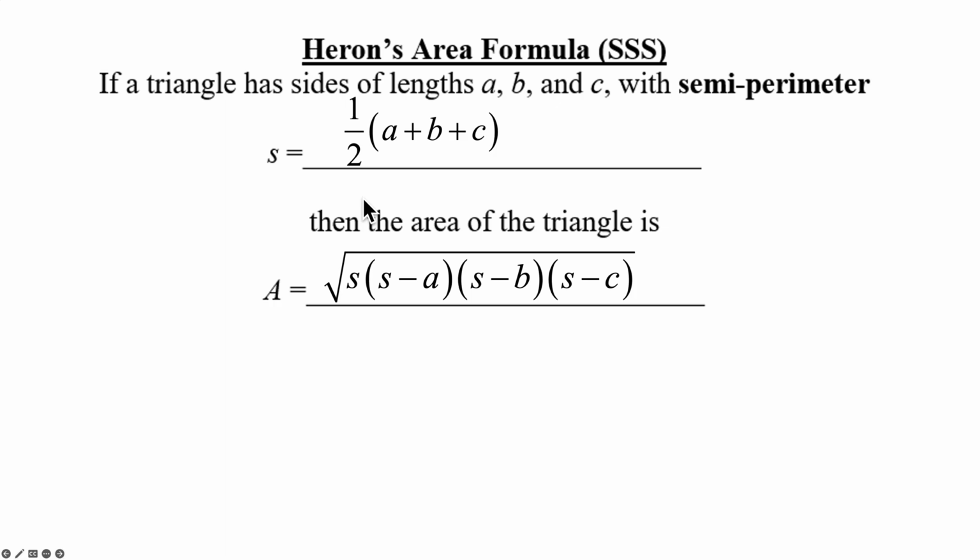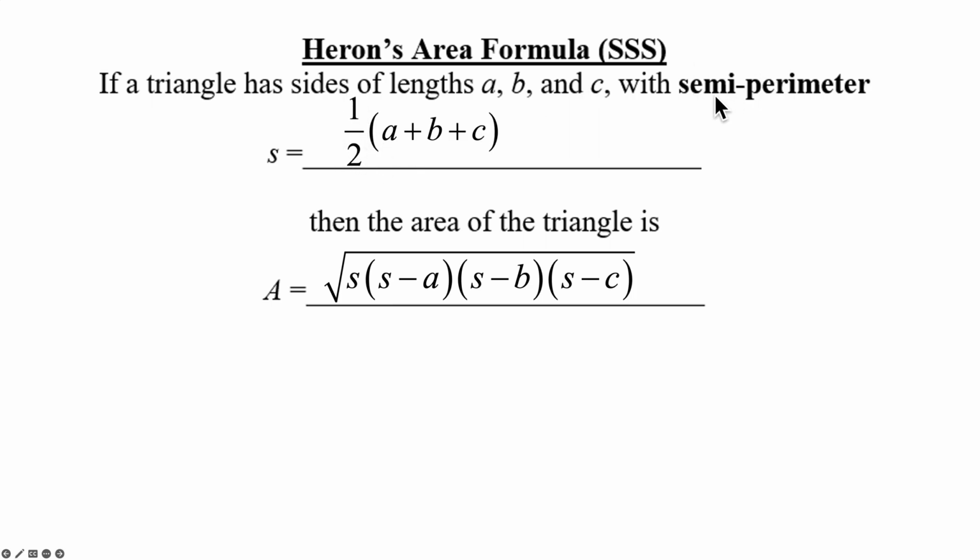Next we have is Heron's area formula. This is when you're given three sides of a triangle and you're asked to find its area. So two things we need to find. One is called the semi-perimeter. That's where you add up all three sides and divide it by 2 or multiply by half.